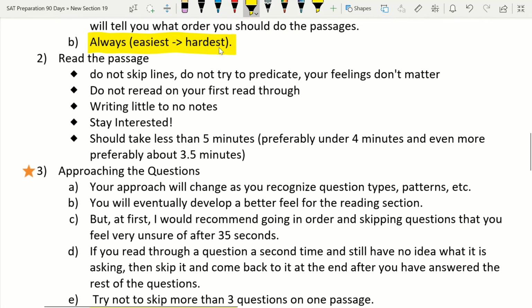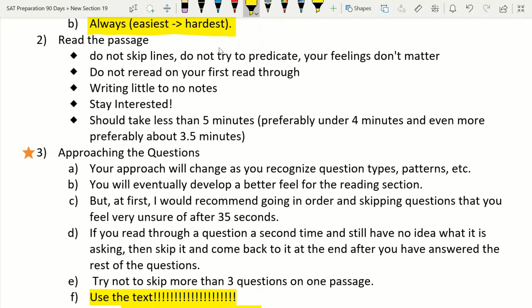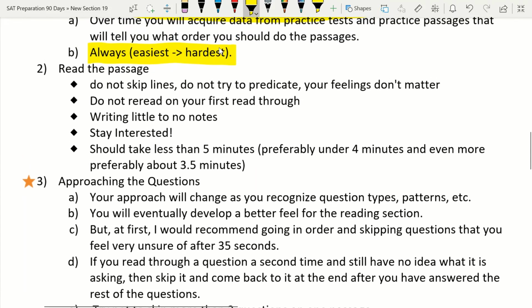All right, so obviously I talked about how we want to make sure that we're picking our passages, right? We don't want to just do problems 1 through 52. We want to pick the passages we're best at, do those passages first. All right, next up, reading the passage. What do we want to do when we're reading the passage? So how we read the passage matters.